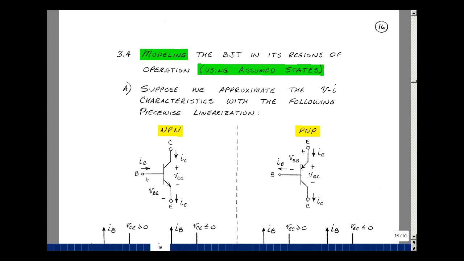This lesson deals with a piecewise linear model for a BJT. You can find these notes in the ECE302 ebook in Chapter 3, starting on page 16. So we take the VI characteristics of our NPN and our PNP transistor and just straighten them out.